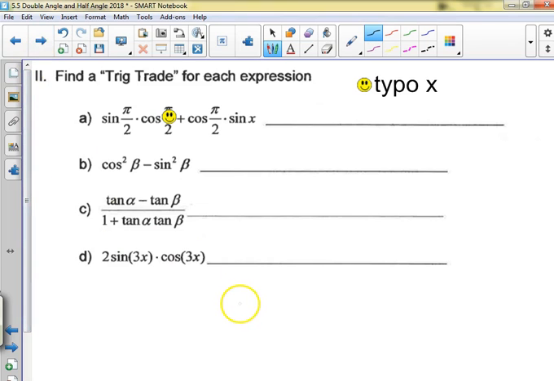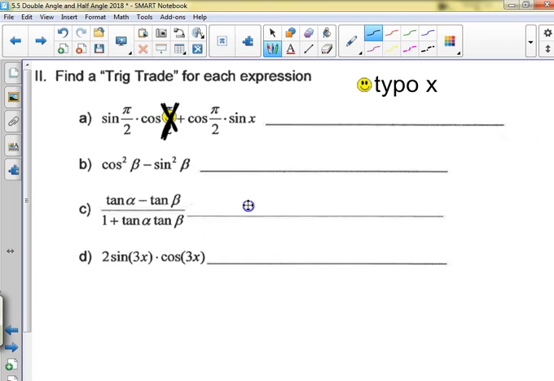This is just familiarity with trades. This is supposed to be an X, guys. There's a typo. That's supposed to be an X. Yeah, I've only used this worksheet like 1,000 times. I didn't fix it yet, did I? Or did I fix it? Okay. So it should say sine pi over 2 times cosine x plus cosine pi over 2 times sine x.